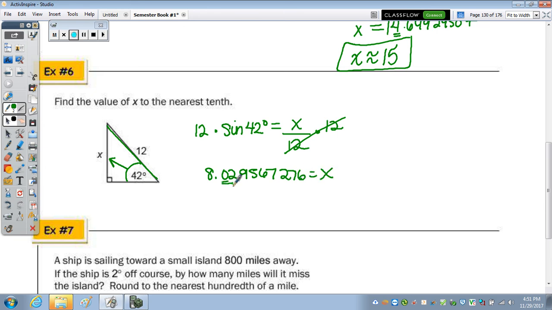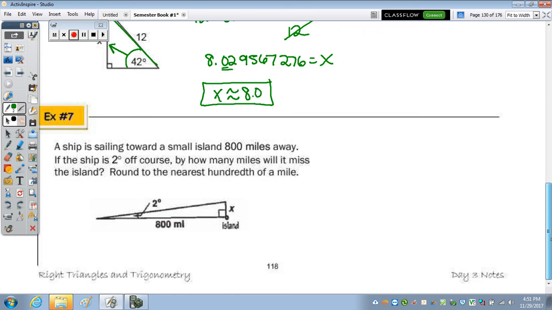Number 7, it says that a ship is sailing toward a small island, which is 800 miles away. So if the ship is starting here, it's sailing towards the island. If the ship is 2 degrees off course, so there's the 2 degrees, how many miles will it miss the island? So here's the island. This distance it'll be off is already marked for you, x. So we're trying to find x to the nearest hundredth of a mile. Well, given the two sides, this is opposite over adjacent. We don't have the hypotenuse.